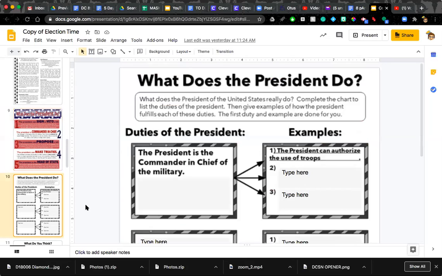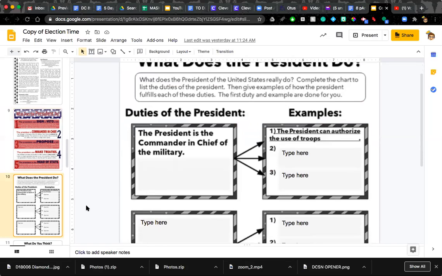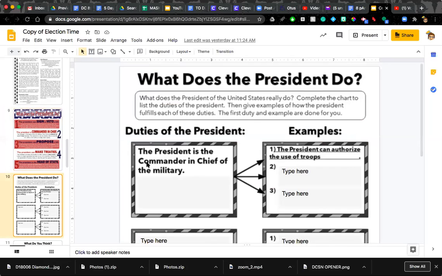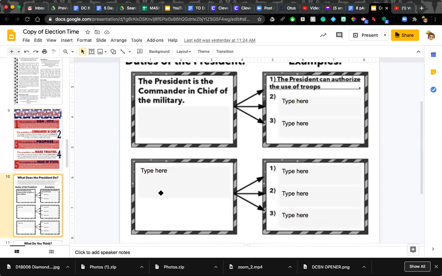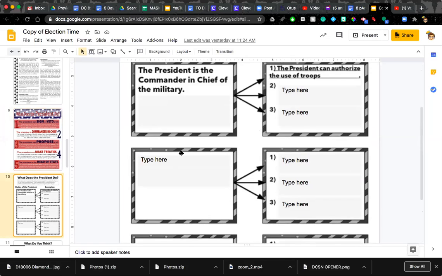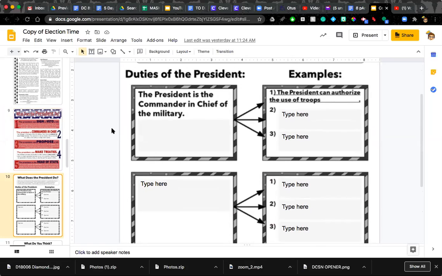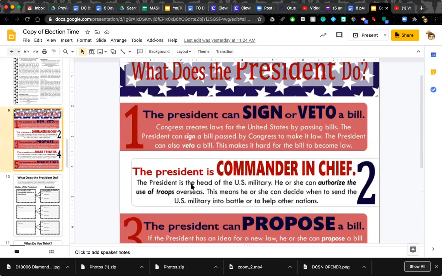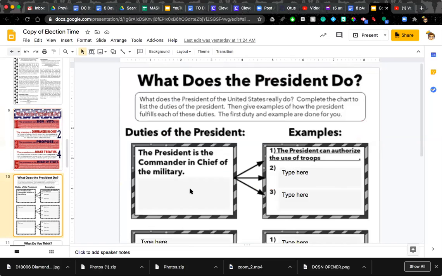All right, so what do you guys have to do today? Well, we're gonna fill in this graphic organizer. So you're gonna choose 3 of the different duties that they talked about for duties of the president. And again, coming back up here, these are all different duties. 1, 2, 3, 4, 5. There's 5 different duties that you could choose between. And then you need to think of 3 examples of how the president does that duty.